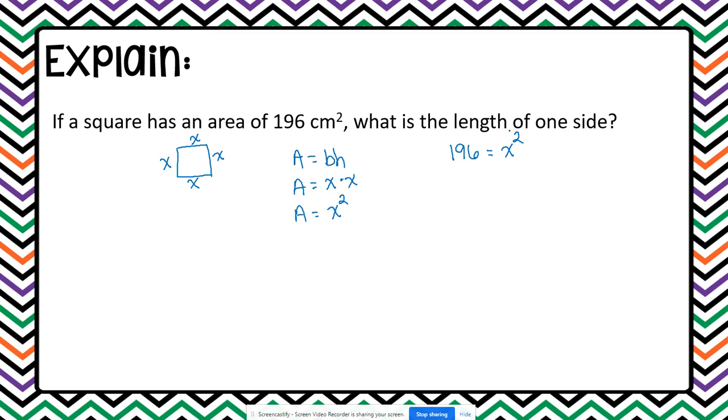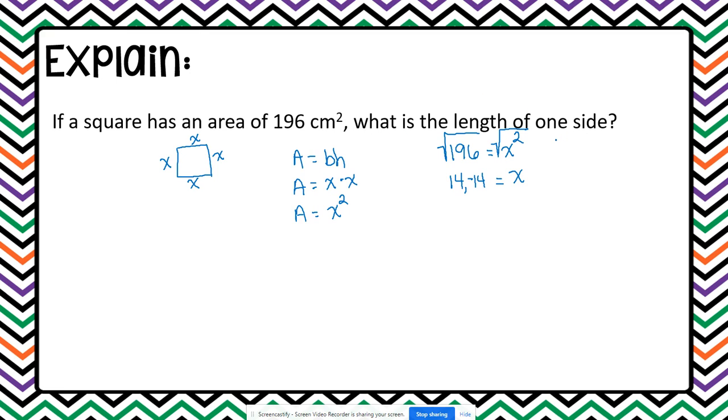If you have an equation that says x to the second power, you can solve this by finding the square root of both sides of the equation. That would leave you with x by itself. Then you would take the square root of this side. The square root of 196 is, remember, 14 and negative 14, because every square root has two solutions.